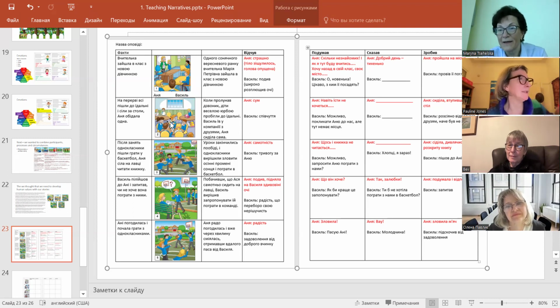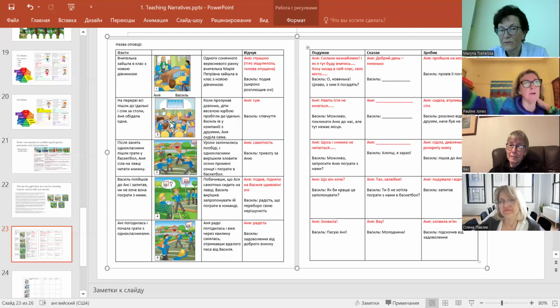Maryna, can I just ask, when you're using the storyboard like this, are you constructing the narrative in each of the cells orally, or are you writing it on a board or a whiteboard?